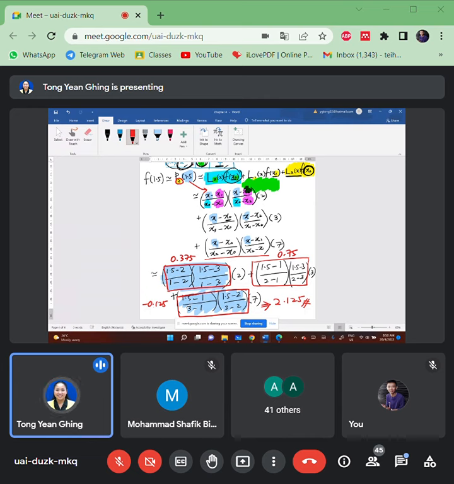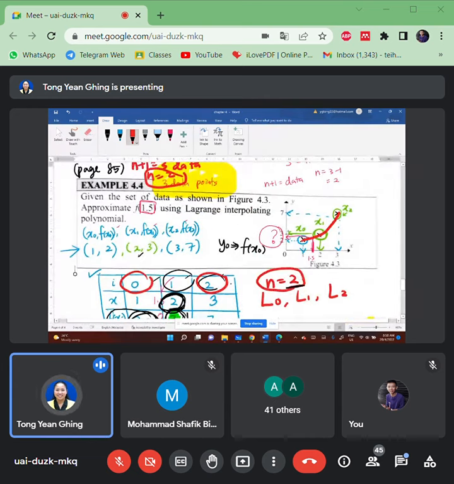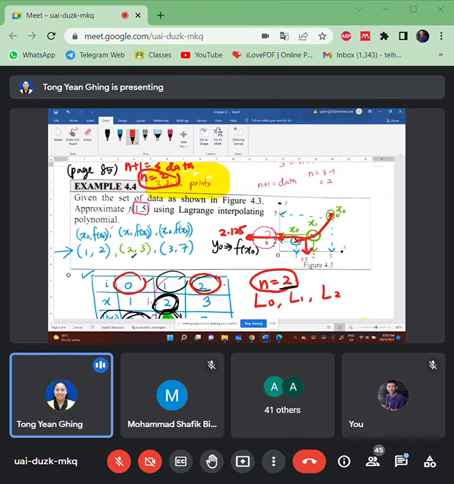Right. So, at this point, here, this is the 2.125. When X is 1.2, 1.5, sorry, 1.2. So, it is between the 2 to 3. Okay. So, this is a Lagrange interpolation polynomial. Okay or not? Everyone okay?